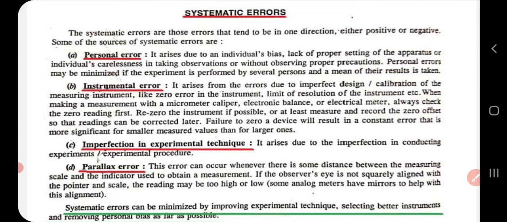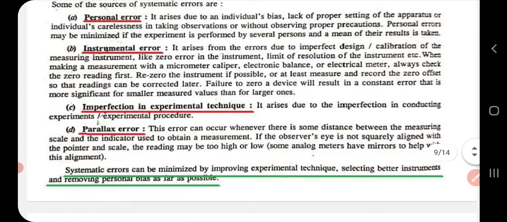If you are not doing it, then that particular error will be a constant value, and that will be reflected in all your readings. So the readings that you get will be wrong. Then imperfection in experimental technique. It actually arises due to imperfection in conducting experiments, experimental procedure, etc. Now parallax error: it occurs whenever there is some distance between the measuring scale and the indicator used to obtain a measurement. If the observer's eye is not aligned with the pointer and scale, the reading may be too high or low.